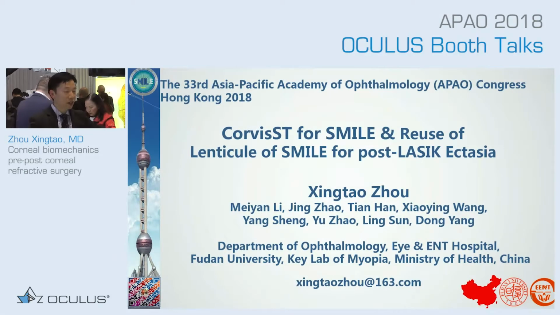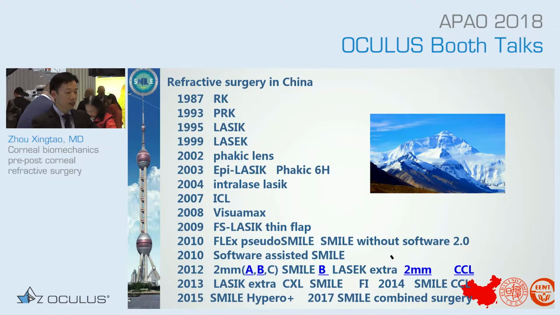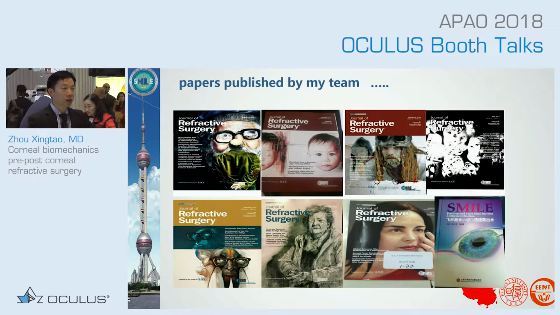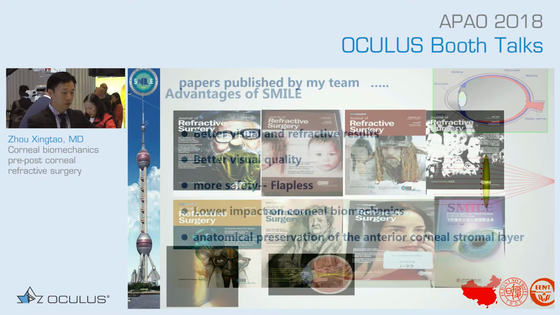My topic is Corvis ST for SMILE and reuse of the lenticule of SMILE for post-LASIK ectasia. As we know, China has been catching up in the world in the field of refractive surgery, from RK to SMILE. By now, my team has finished more than 50,000 SMILE procedures with very good efficiency, stability, and safety. We also published some papers in JRS and other refractive journals.